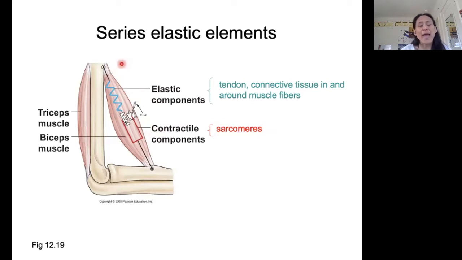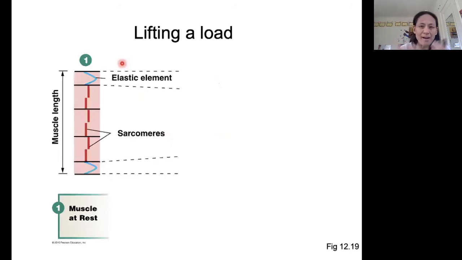If we take a look at this example, we can kind of see that action in action. So starting here, we're going to start with a muscle at rest, just to orient you a little bit. This is the entire muscle, and this is the length of the muscle. You can see that these little red guys are sarcomeres. The blue indicates the series elastic elements, okay?